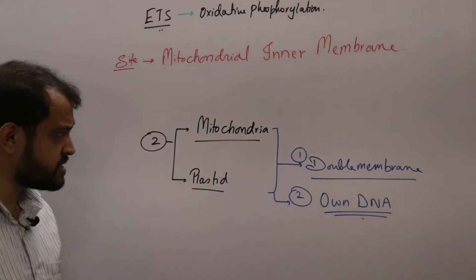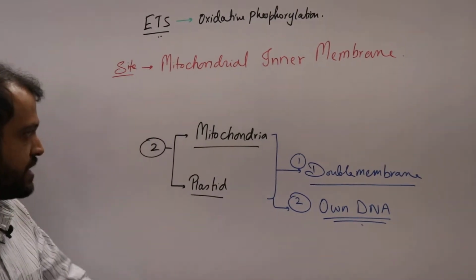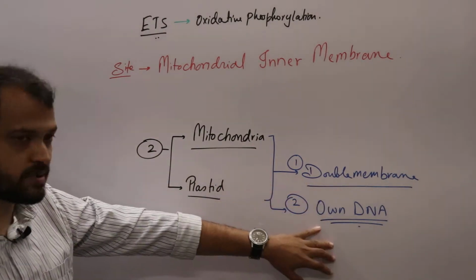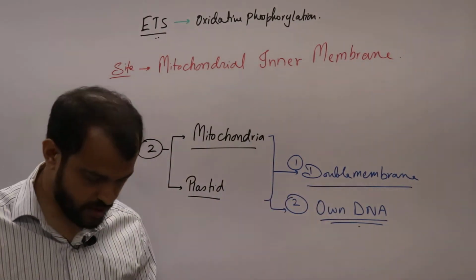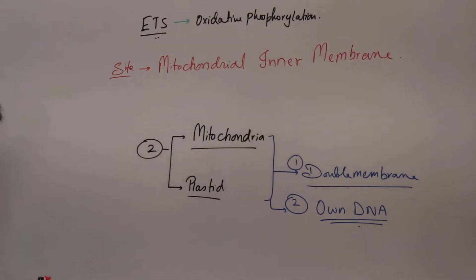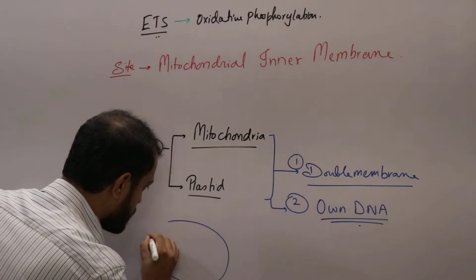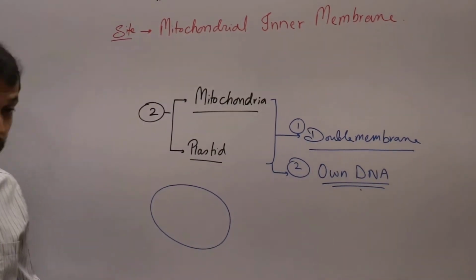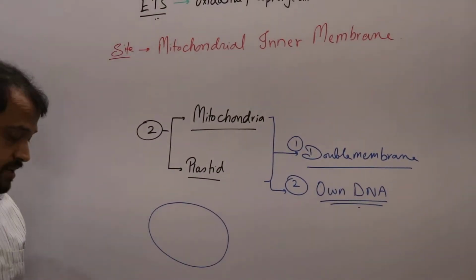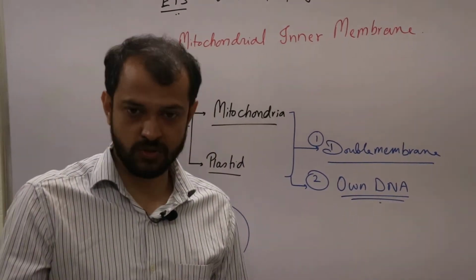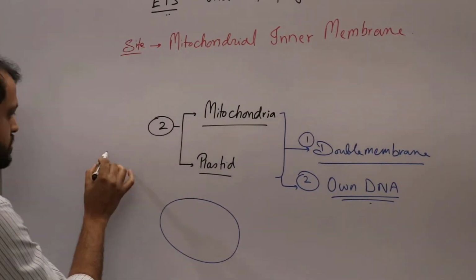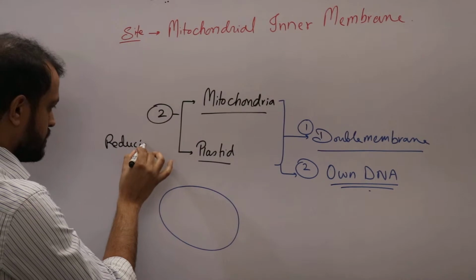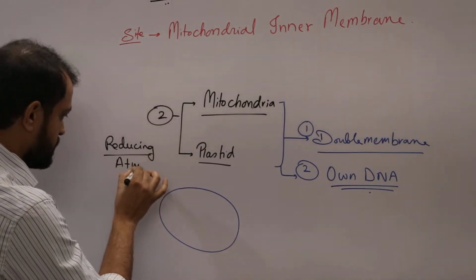Now, first of all, if I could explain why these two have a double membrane, then automatically the second part will be explained. Now listen. In the prehistoric times, suppose this is a cell. When the earth was born, there was more hydrogen in the atmosphere. An atmosphere with more hydrogen is called reducing in nature, a reducing atmosphere.